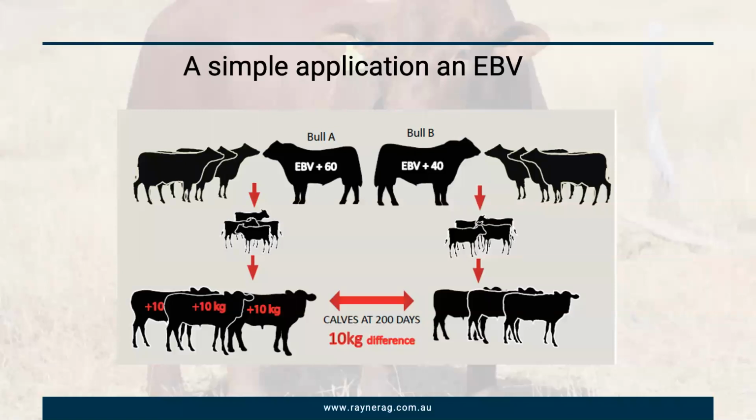Remember, the dam has contributed 50% to that herd. But on average, we would expect that anything that was joined to bull A will have an average calving weight, an average 200-day weight that's 10 kilos heavier.